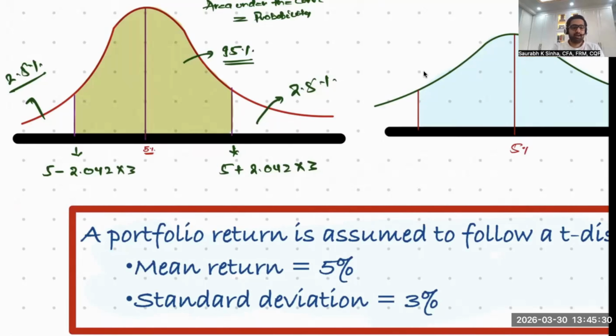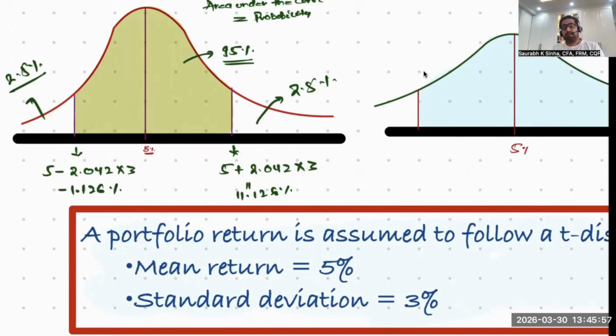So let's calculate the value. 2.042 into 3 will come as 6.126. So 6.126 plus 5 will become 11.126. And if you subtract it from 5, it will become negative 1.126.